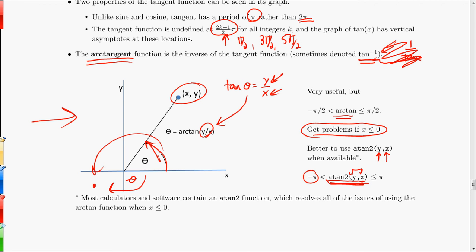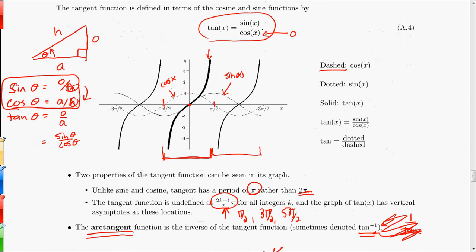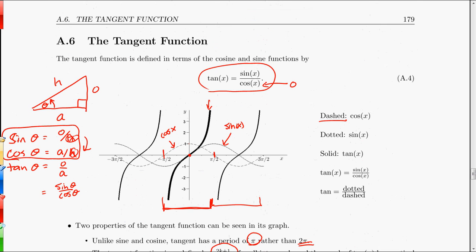So that's the arctangent, and that's the inverse of the tangent function. Of the two, the arctangent will be used more often in this course than the tangent function. So that wraps up our Trigonometry Review, which is Appendix A in the textbook.